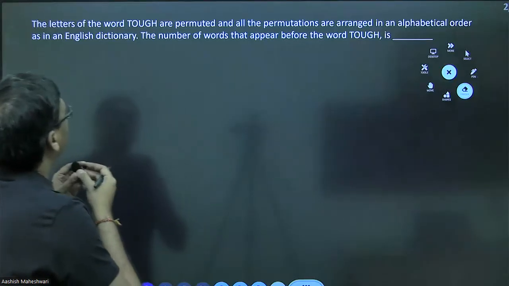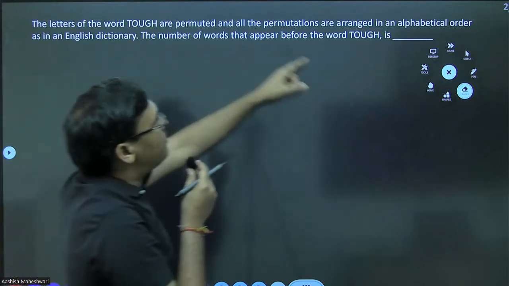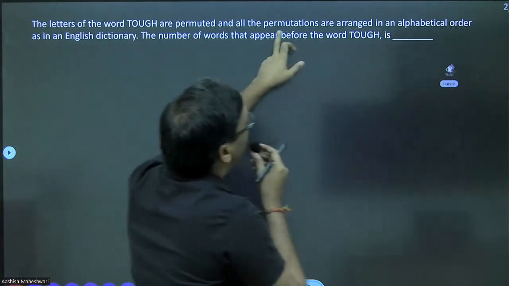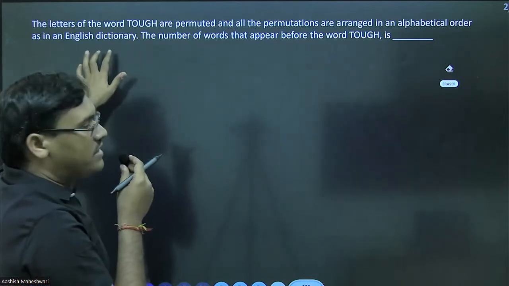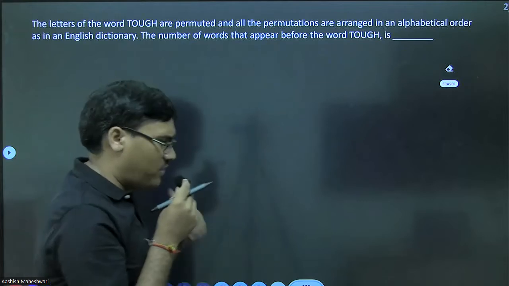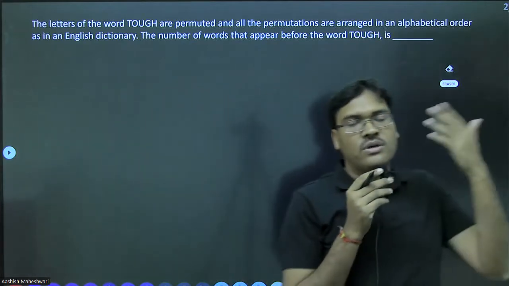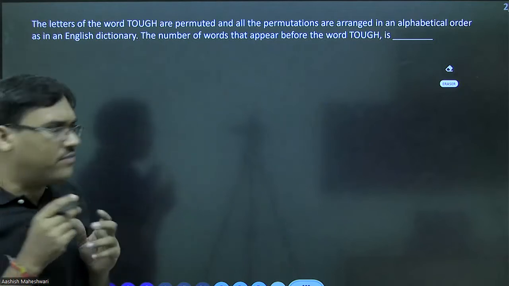The question here is: the letters of the word TOUGH are permuted and all the permutations are arranged in alphabetical order as in an English dictionary. The number of words that appear before TOUGH. So basically you have to find how many words are before the word TOUGH, or you can relate this question to: what is the rank of the word TOUGH, right?